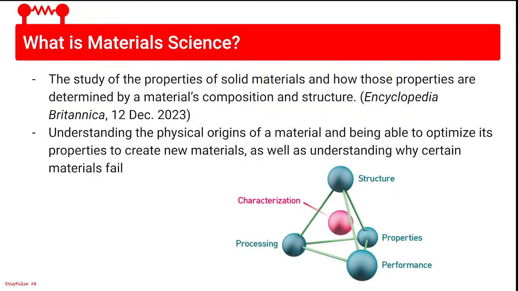Material science, by definition, is the study of properties of solid materials and how those properties are determined by a material's composition and structure. A lot of big words. In simple terms, it's talking about how a material is really formed, what is made up, like the bare bones of that material. And then, when you really get into it, you're understanding how you can change the composition of that material to make a specific property a little bit better or a little bit stronger.